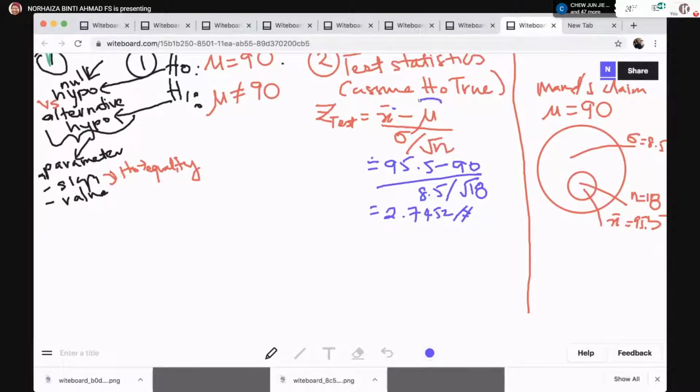Now notice for mu, since you're assuming H naught is true, therefore you're going to use the value here. That's why the equality sign is very important. Because if you don't have the equality sign for your H naught, you cannot use the value of 90. So that's why H naught always has to have an equality sign. Okay. So that's the second step. For the third step, it's going to be a decision rule.